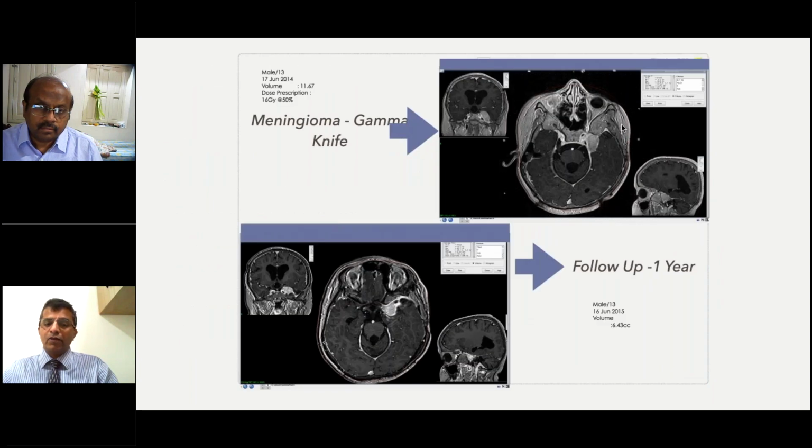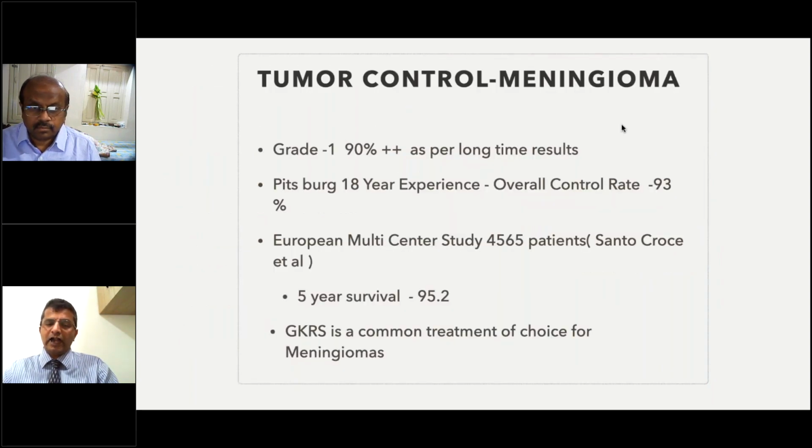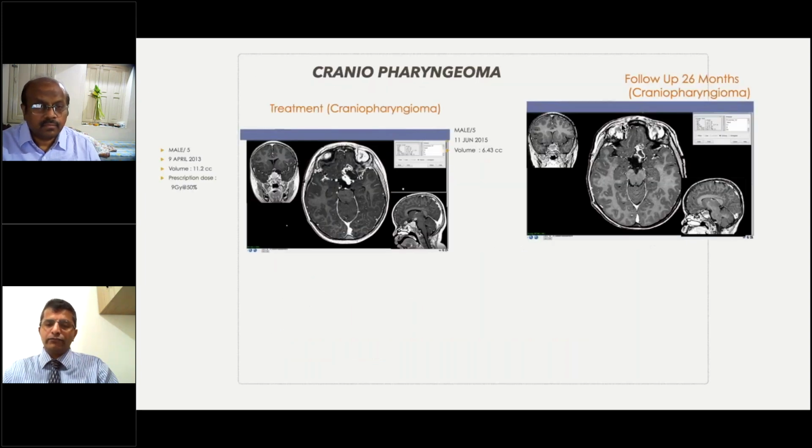So there are many more indications, and the meningiomas I have experienced. There are also many other great gamma knife centers in the world practicing this technology. There is good tumor control for meningioma, even reported from Pittsburgh and European multi-center studies. So there is increasing evidence and a wealth of knowledge for all these kinds of treatment indications.